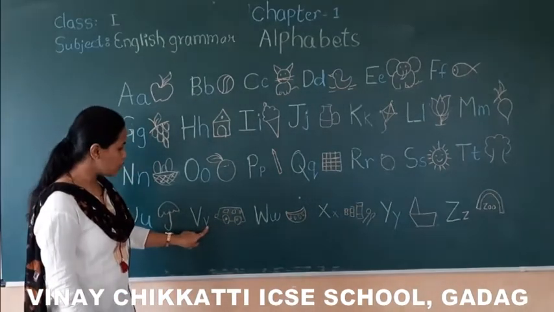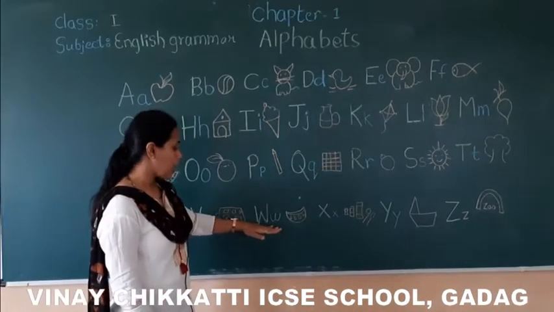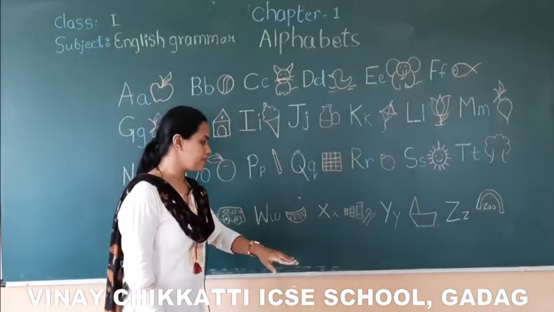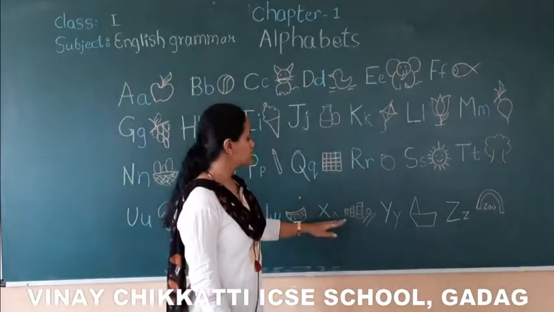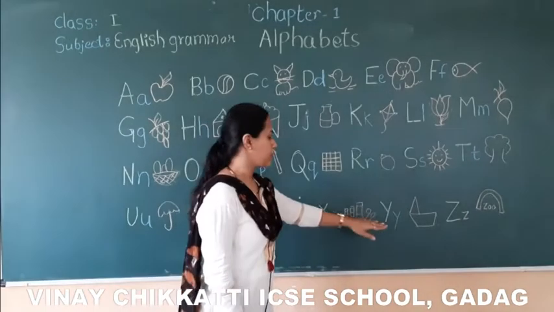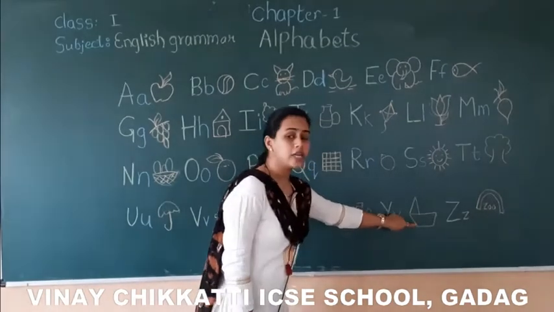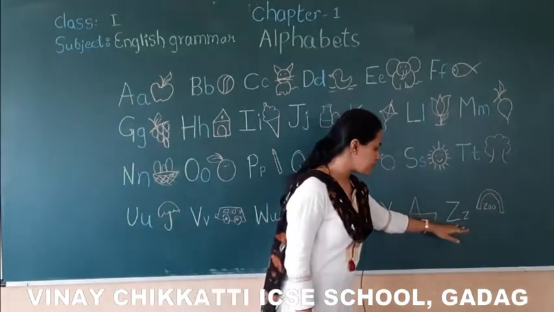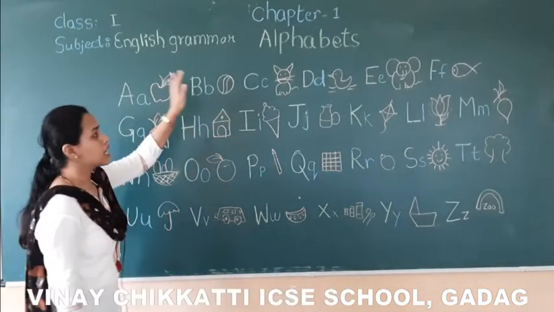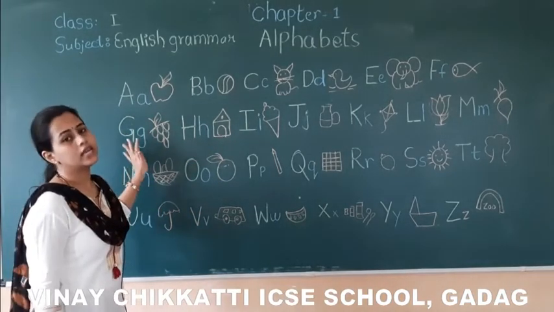Capital V, small v. V for van. W, capital W, small w. W for watermelon. X, capital X, small x. X for xylophone. Y, capital Y, small y. Y for yacht. Capital Z, small z. Z for zoo. So these are the 26 letters in the English alphabet.